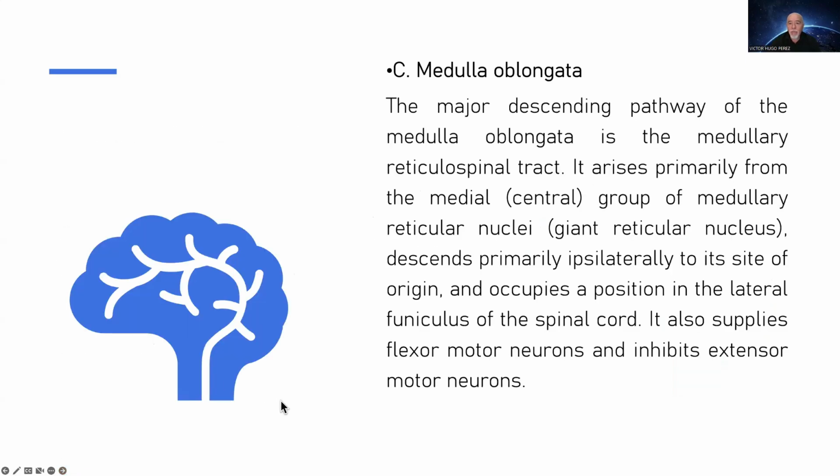And the medulla oblongata, the major descending pathway of the medulla oblongata is the medullary reticulospinal tract. It arises primarily from the medial, central group of medullary reticular nuclei, giant reticular nucleus, descends primarily ipsilaterally to its site of origin and occupies a position in the lateral funiculus of the spinal cord. It also supplies flexor motor neurons and inhibits extensor motor neurons.